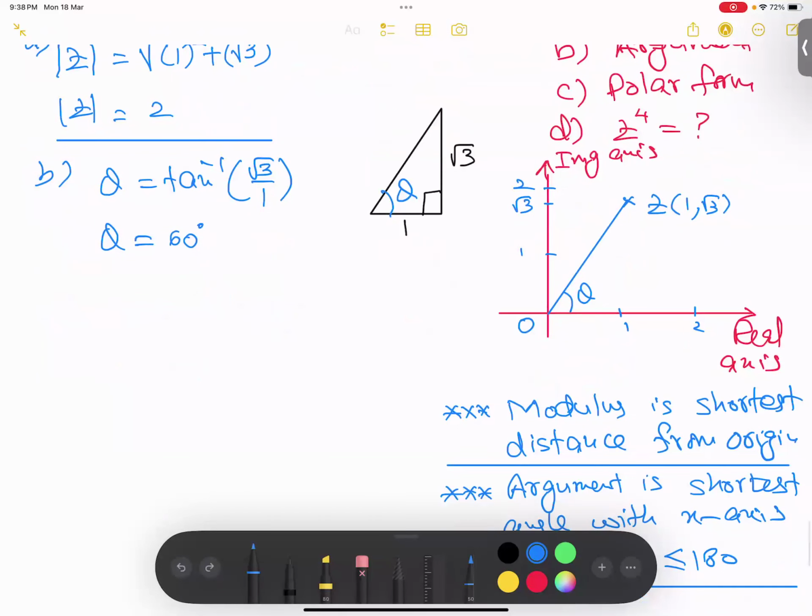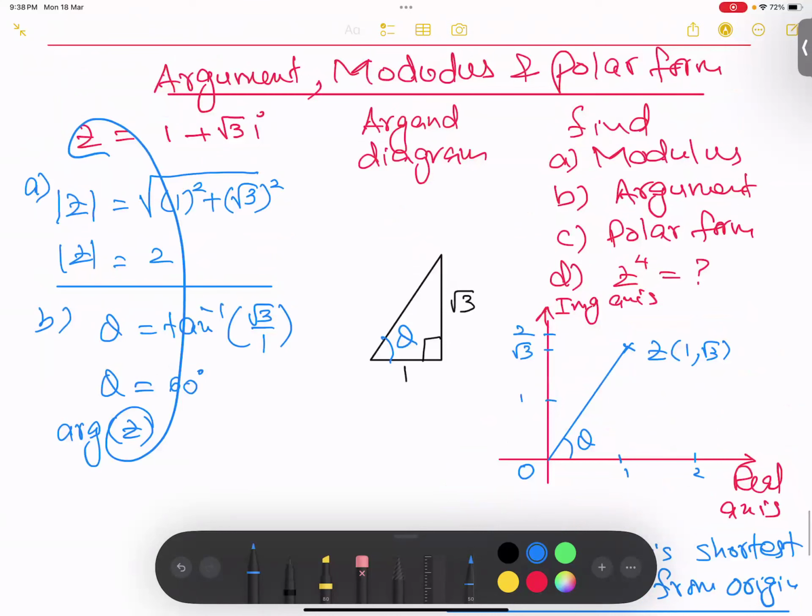Okay, Alhamdulillahi Rabbil Alameen. So I must write the word argument now. Argument and in brackets the complex number. Which complex number? Z, the complex number. And what is the answer? Why write in degrees? That's it, this is my answer. Don't stop here. You have to mention this one.